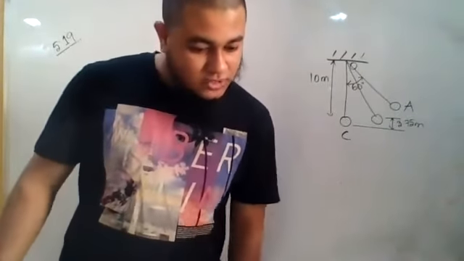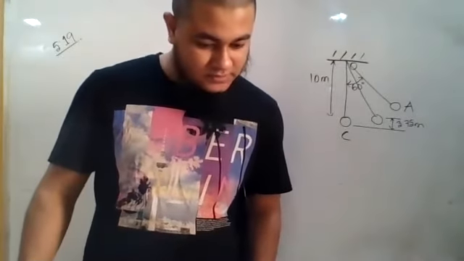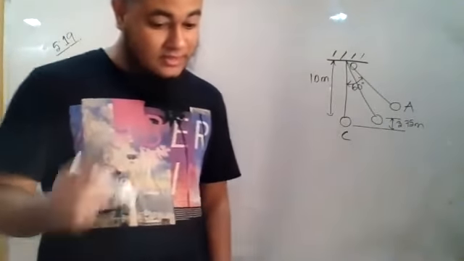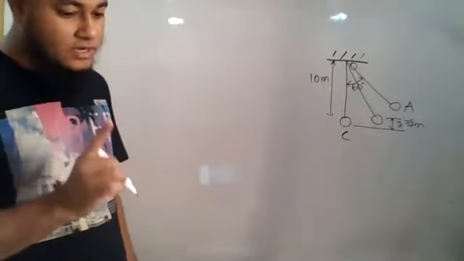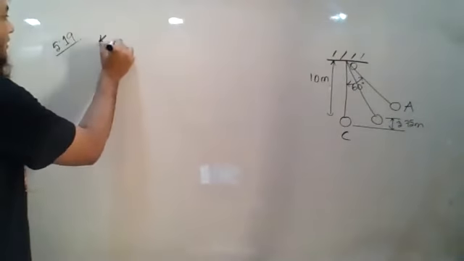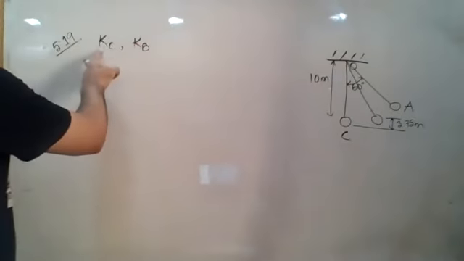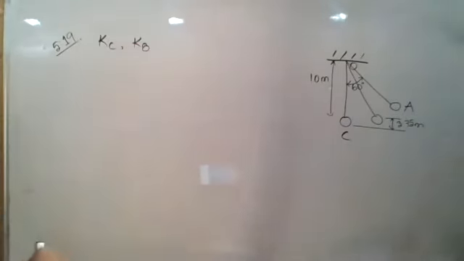Now they have asked, will the kinetic energy at C of the stem be different than that at B? Okay, so we need to calculate the kinetic energy at C and kinetic energy at B. Let me write it here, Kc and Kb. I have represented in this way. Okay, kinetic energy at point C, kinetic energy at point B.